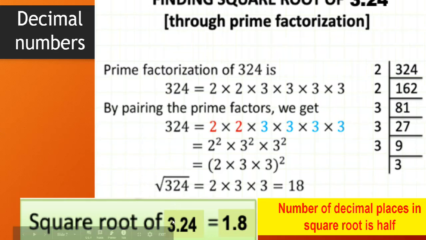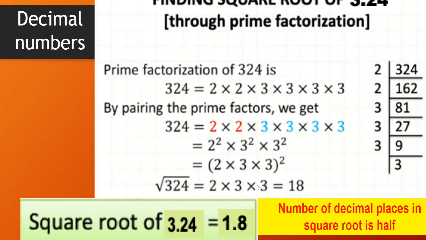Now let me talk about decimal numbers. Decimal numbers are very easy. It's the same thing as whole numbers, but we're going to add a decimal point in it. Let's take the example of the same number, 3.24. It's just easy. Just ignore the decimal point for now and do the prime factorization of 324. After we have paired the prime factors and multiplied them, you get the result as 18, right?